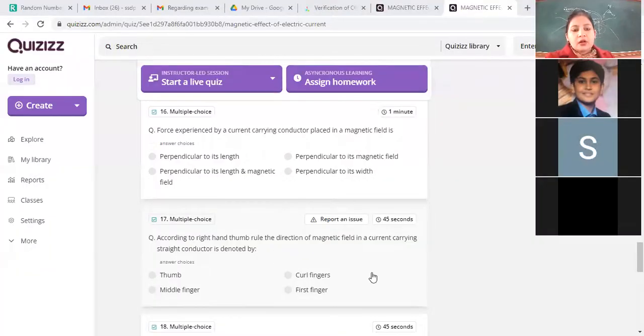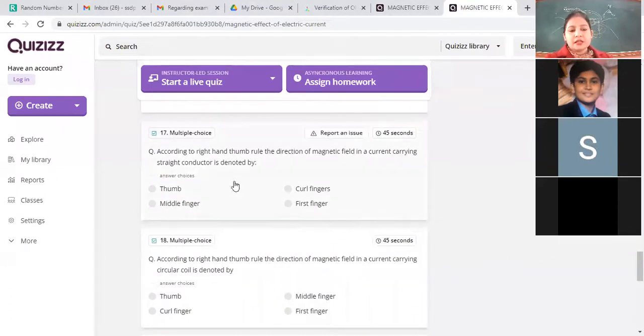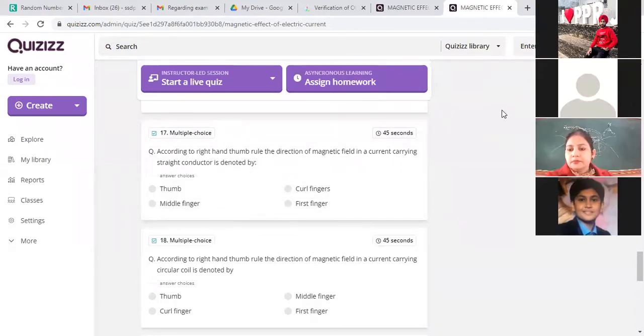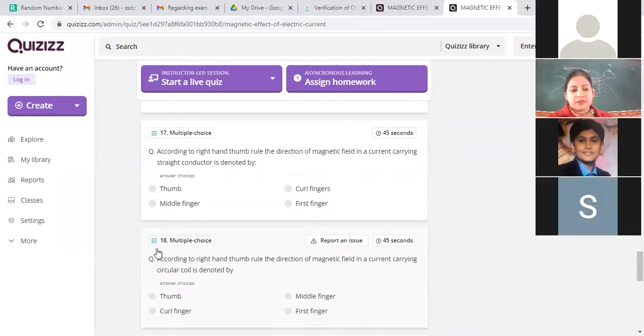Next, according to right hand thumb rule, the direction of magnetic field in a current carrying straight conductor is denoted by thumb, curl fingers, middle finger, or first finger? Yes. Jasleen, you tell. Curl fingers. Yes, curl fingers, because when we curl the fingers, this gives the direction.